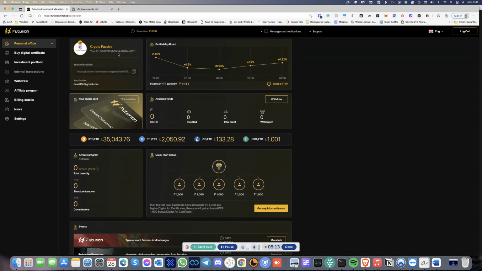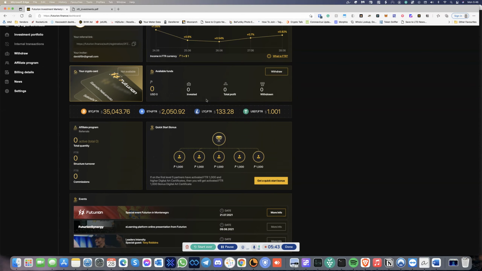Your main dashboard looks like this. You've got your sponsor, your referral link, and then the profitability board, showing how much you're making every day. You can see on the 24th it was 1.05%, on the 25th it was 0.6, then 0.54 on the 26th, and today it was 0.82. This is updated every day.